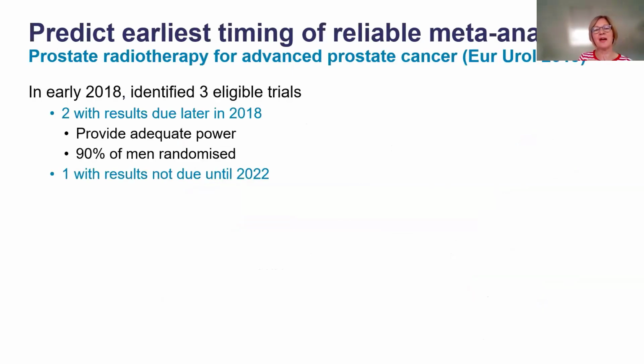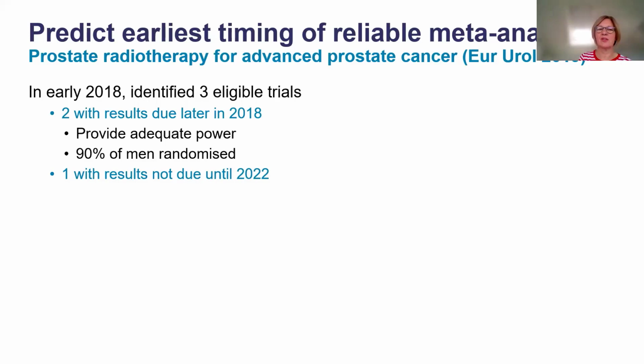So again, thinking about how we predict the timing of reliable meta-analysis, let's turn to another example, looking at the effects of prostate radiotherapy for advanced prostate cancer. So this time in early 2018, we identified 3 trials, 2 with results due later that year. And together these provided adequate power, and they actually represented about 90% of the men randomized. It was a similar situation.